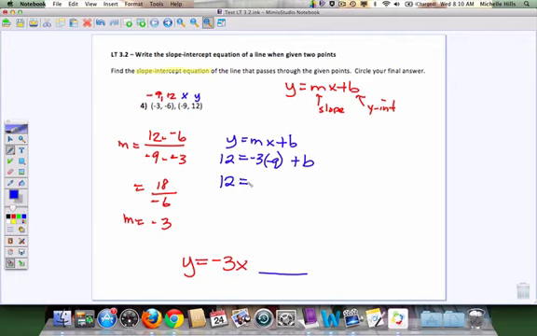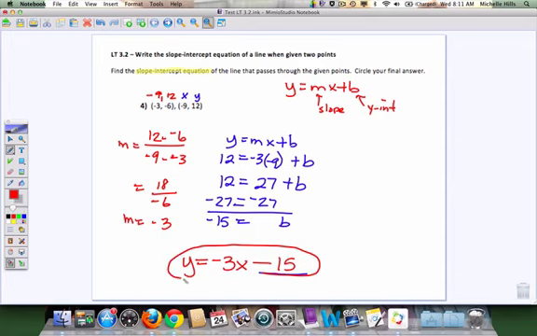So 12 equals negative 3 times negative 9 is positive 27 plus b. To solve for b, I want to eliminate this positive 27. Since it's connected with addition, I need to use addition or subtraction to do that. So to eliminate a positive 27, I would subtract 27 from both sides of the equation to get negative 15 equals b. So my final answer is y equals negative 3x minus 15. Remember I said don't ever do plus a negative in a final answer because it's not simplified.